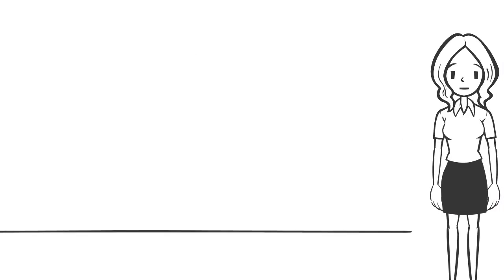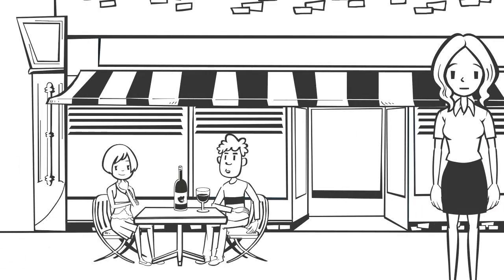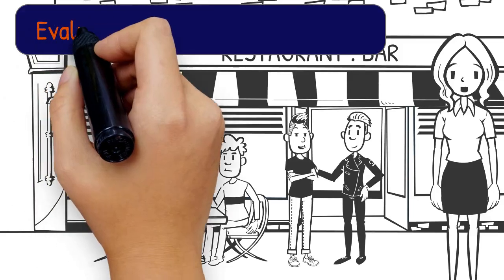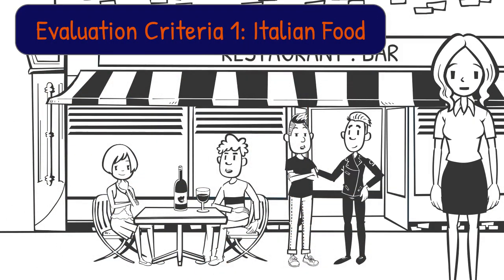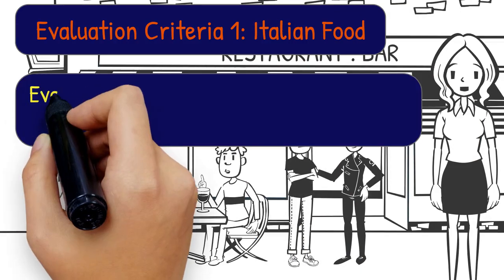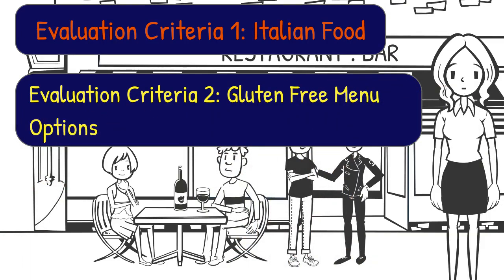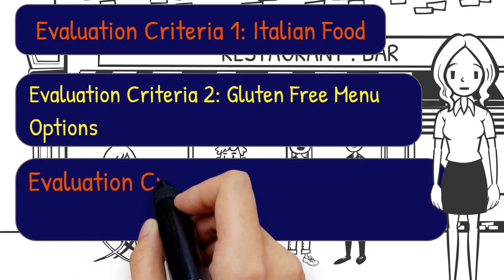Let's look at a more specific example of what could be deemed acceptance criteria versus evaluation criteria. Going back to the restaurant example, let's say you used 3 attributes when you evaluate different restaurants to dine at. Your first criteria is they have to serve Italian food. The second criteria could be they have to have gluten-free menu options, and the third criteria could be they have to play music during dinner time.